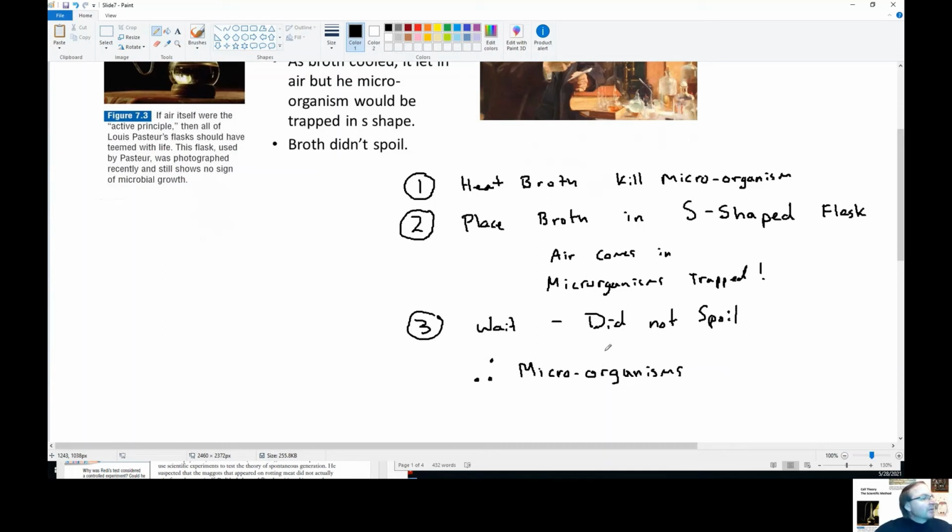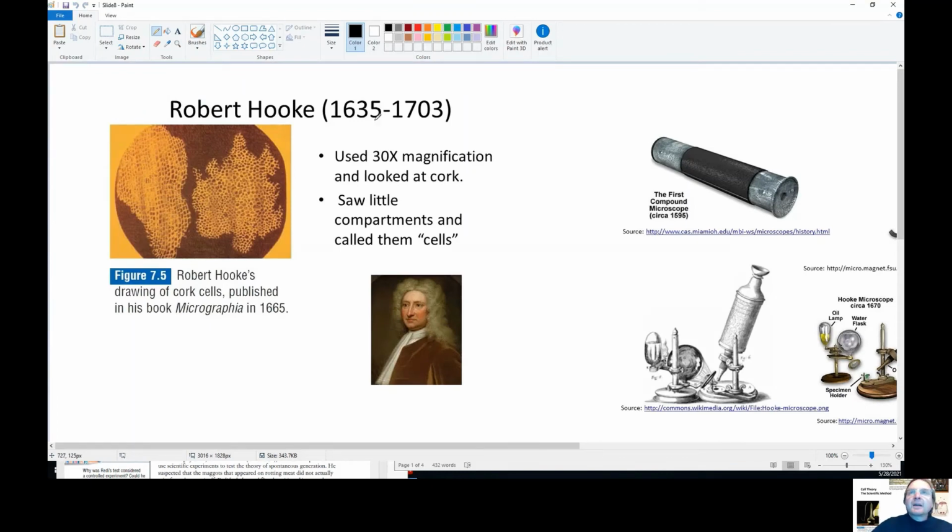So that's where Robert Hooke comes in. So let's look at Robert Hooke next. Again, pause the video, take the notes, make sure you know about the two scientists we've talked about so far. So Robert Hooke, back in about 1600, so a while ago, 30-time magnification, so a simple microscope, right? A simple lens, basically. He's the first to see and document and name cells.